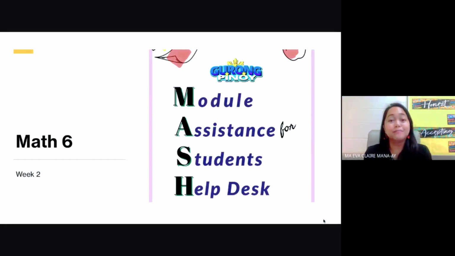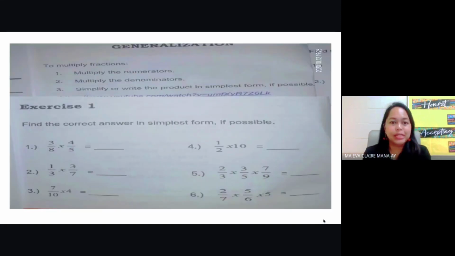In today's MASH, or Module Assistance for Students Help Desk, we are going to have part 1 of week 2 of Math Grade 6. Let's take a look at the first slide. You have a very short explanation of the instructions there for our topic of multiplying fractions.